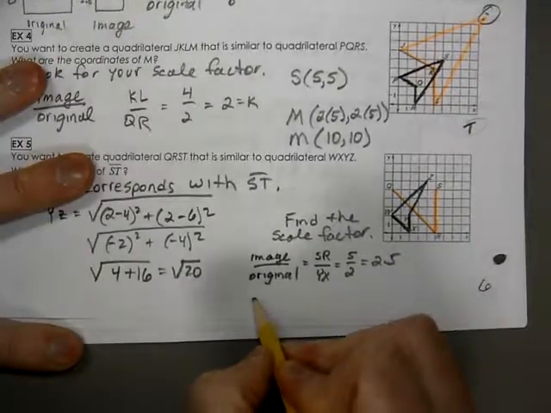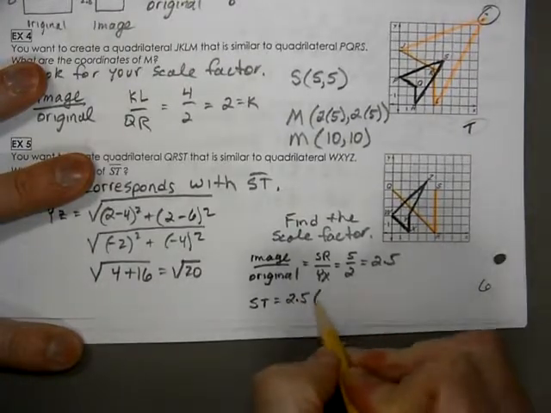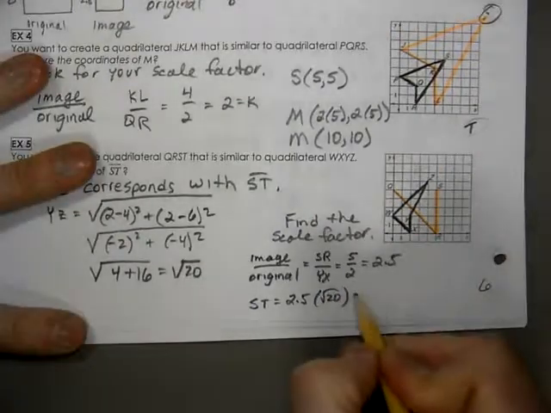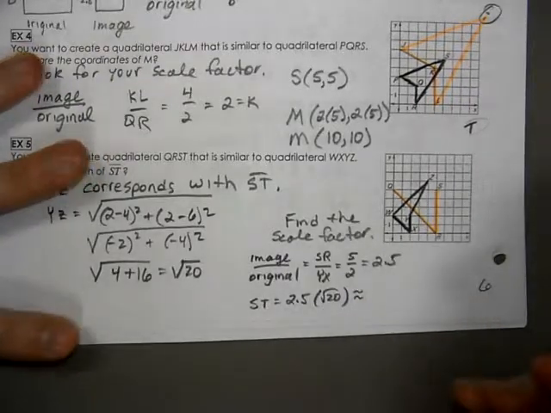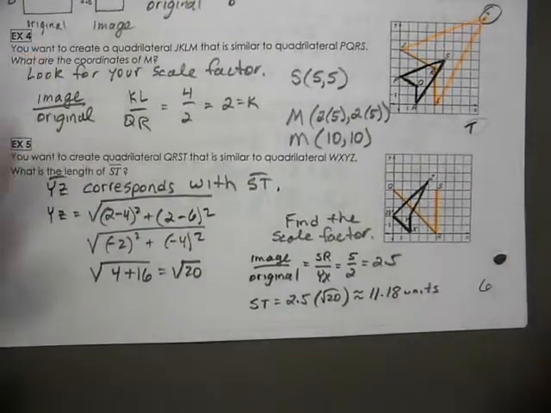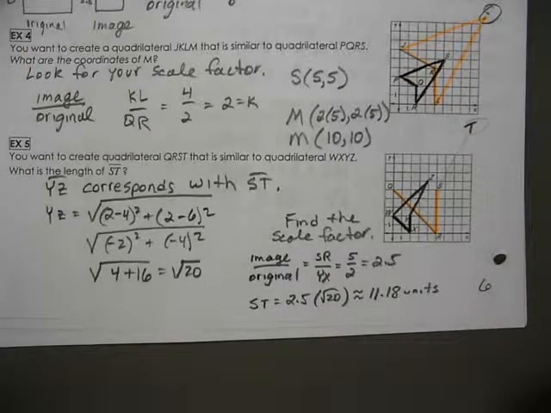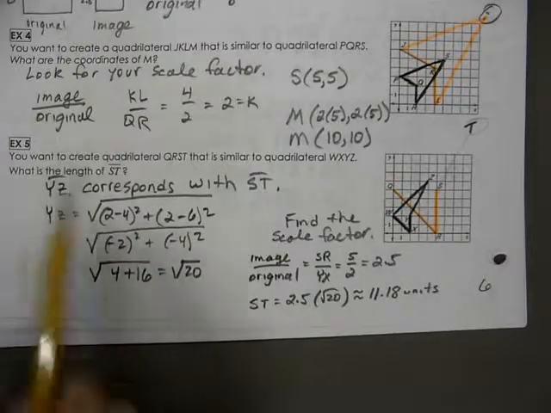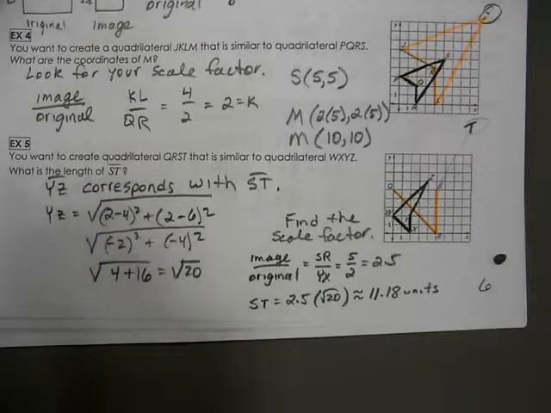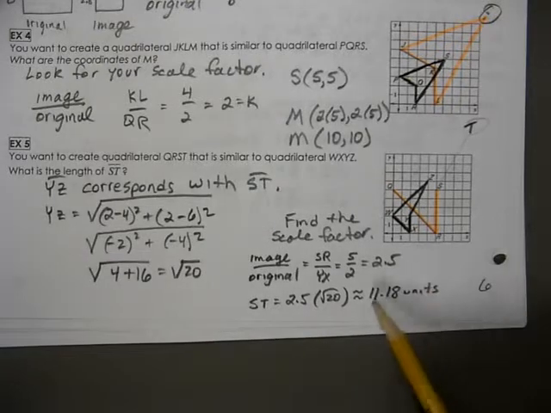So for us to figure out the length of ST, that's going to be 2.5 times the square root of 20. So that's my actual answer, which is approximately 11.18 units. That's how long that would be. That's not telling me where it was located. That's just telling me how long that segment is. That's what they've asked for here. They did not ask for the coordinate of T. They asked for the length of ST. The length of ST is 11.18.